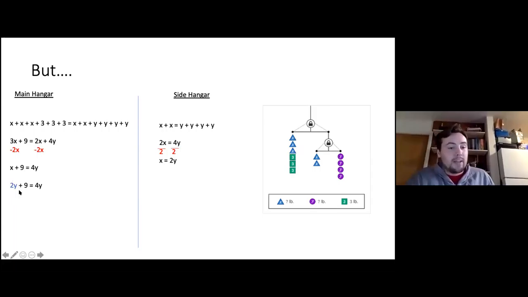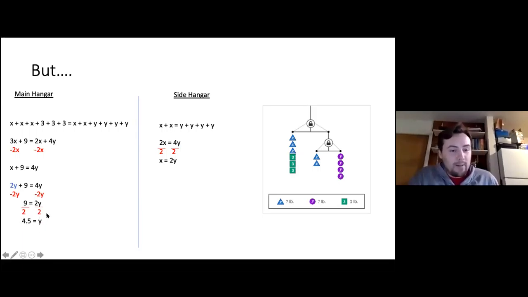Now that the x is gone, you can solve for y. If you do your normal combining like terms, you subtract 2y from both sides, you get 9 equals 2y. Then the last step to get y by itself is to divide by 2. So we're going to go ahead and divide by 2, and then y equals 4.5.